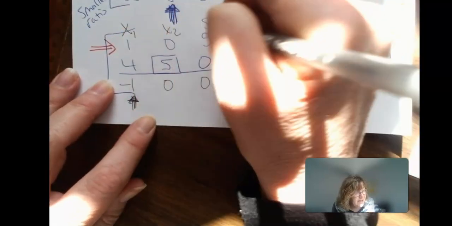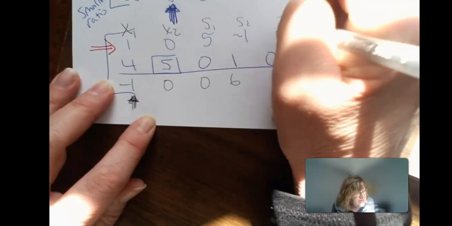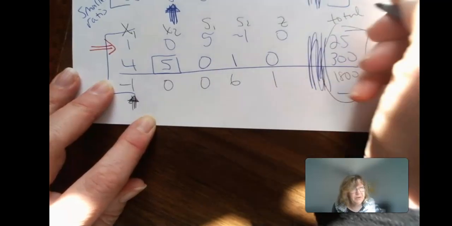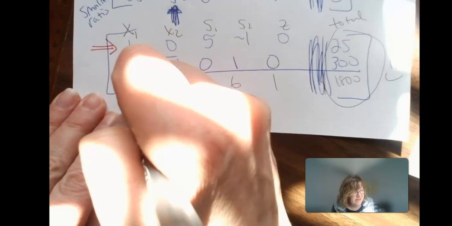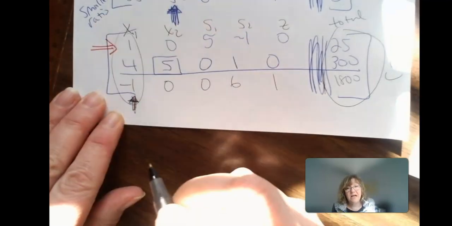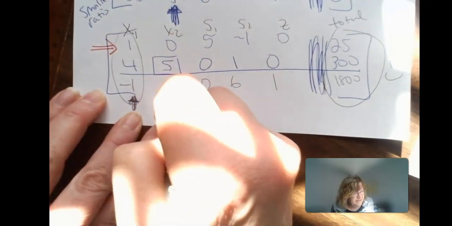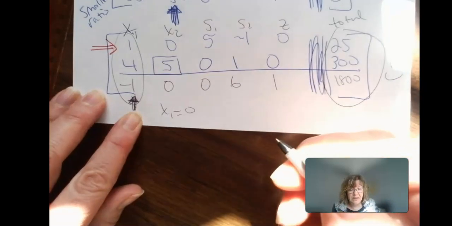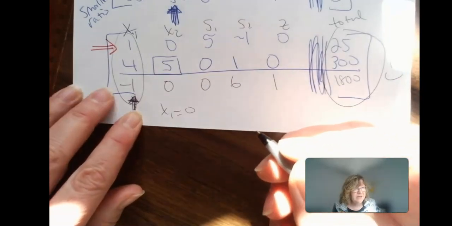It's not best. I'm going to label the top columns x1, x2, slack 1, slack 2, z, and then I have my totals over here. All right, so x1, if you look at this column, it is ugly. So it is not basic. We're going to set it equal to 0. So that would say 0 of the canoes.